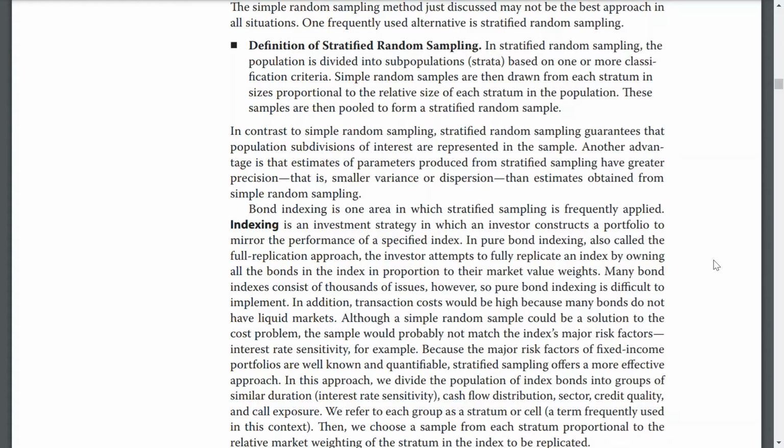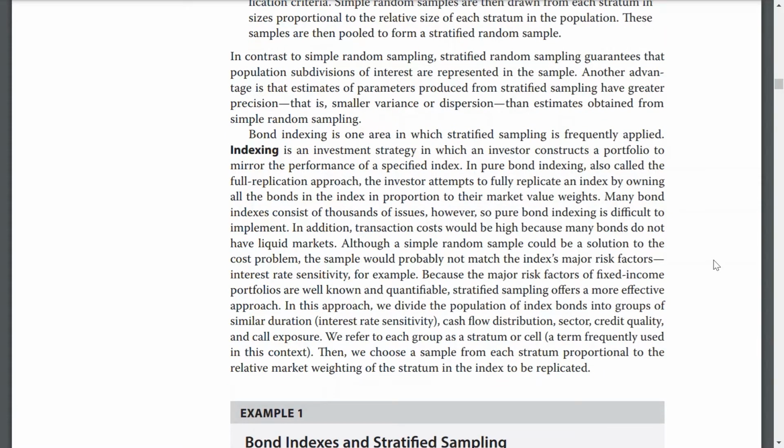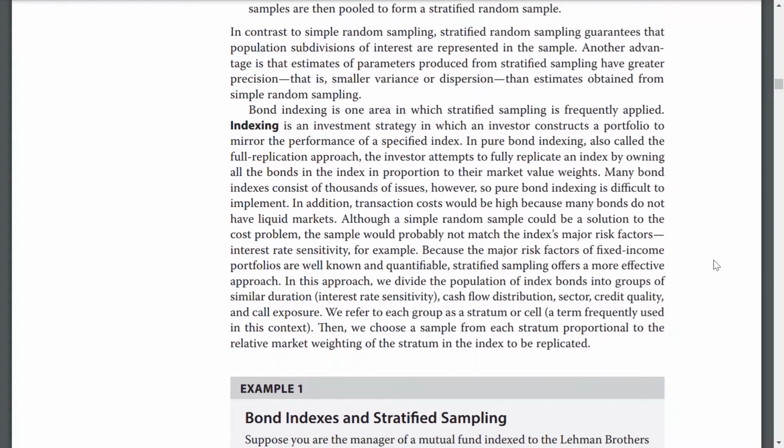Okay. Bond indexing is one area in which stratified sampling is frequently applied. Indexing is an investment strategy in which an investor constructs a portfolio to mirror the performance of a specified index. In pure bond indexing, also called the full replication approach, the investor attempts to fully replicate an index by owning all the bonds in the index in proportion to the market value weights. Many bond indexes consist of thousands of issues, so pure bond indexing is difficult to implement.